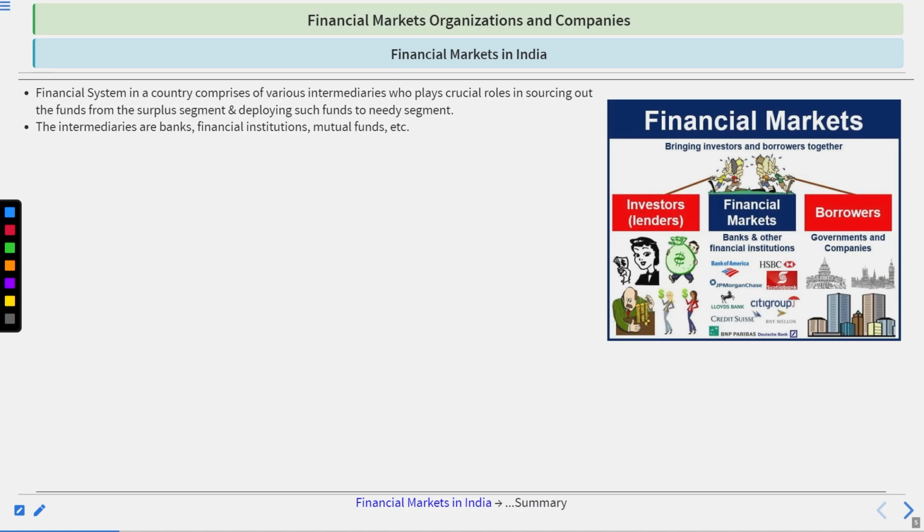So first, let's begin with the financial markets in India. Talking about this, we can say the financial system in a country generally comprises various intermediaries who play a crucial role in sourcing funds from the surplus segment and deploying such funds to the needy segment. You can say a financial market is a place where you could sell and buy, like any other market, but here mainly the funds are being sold.